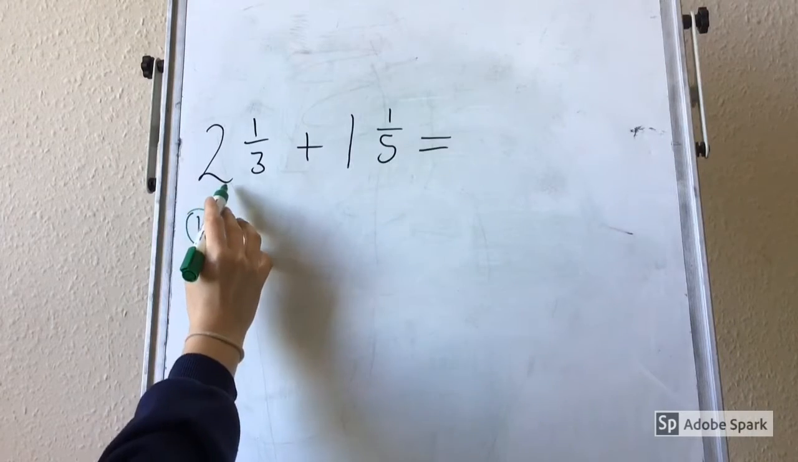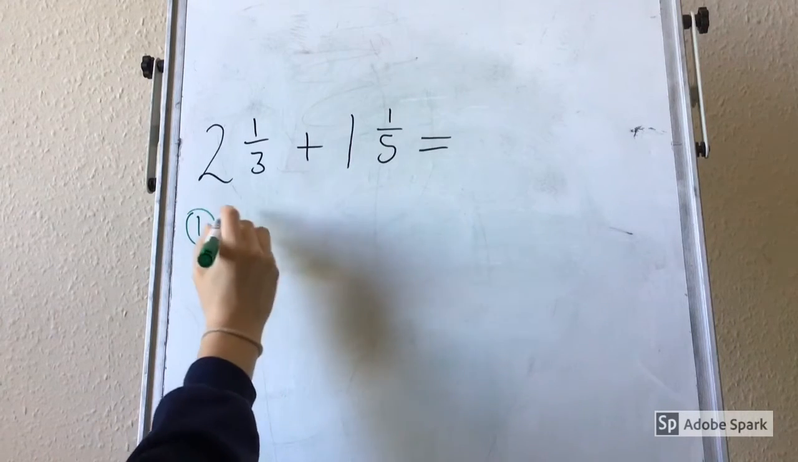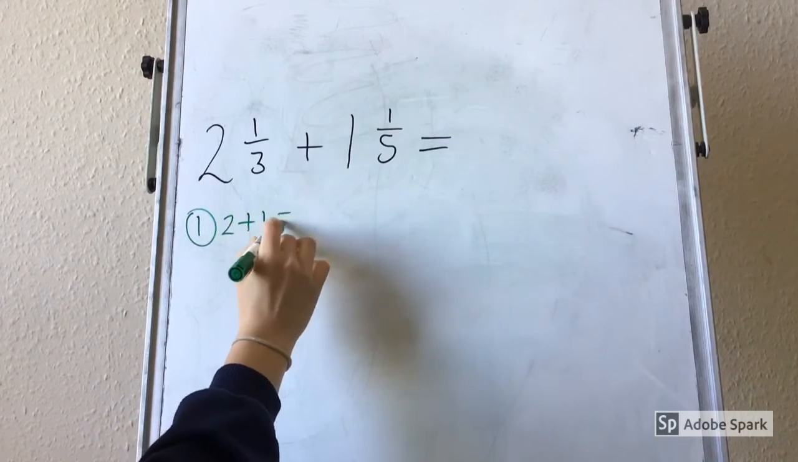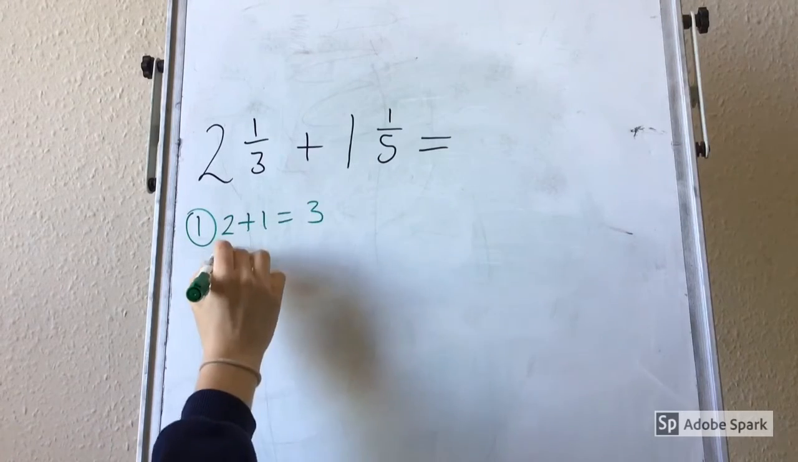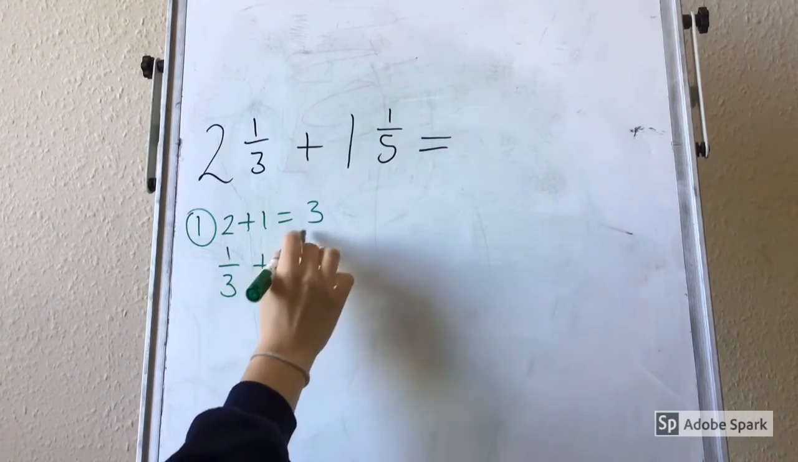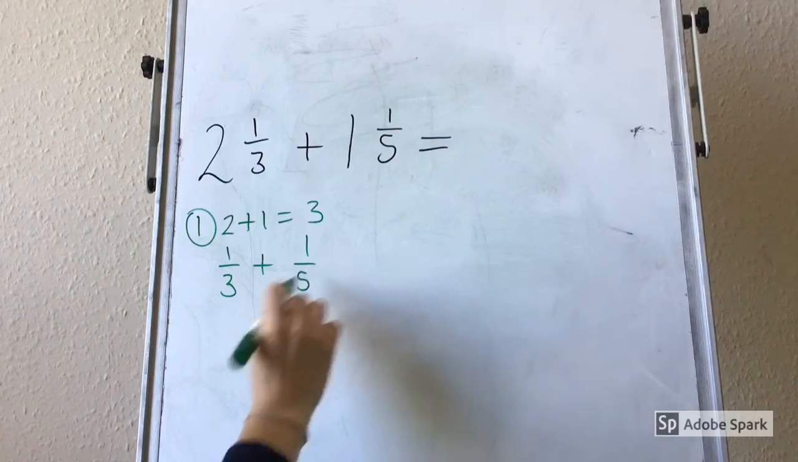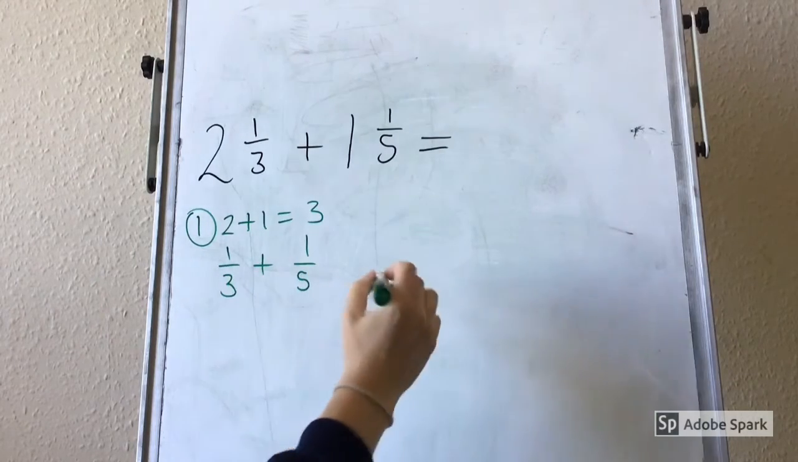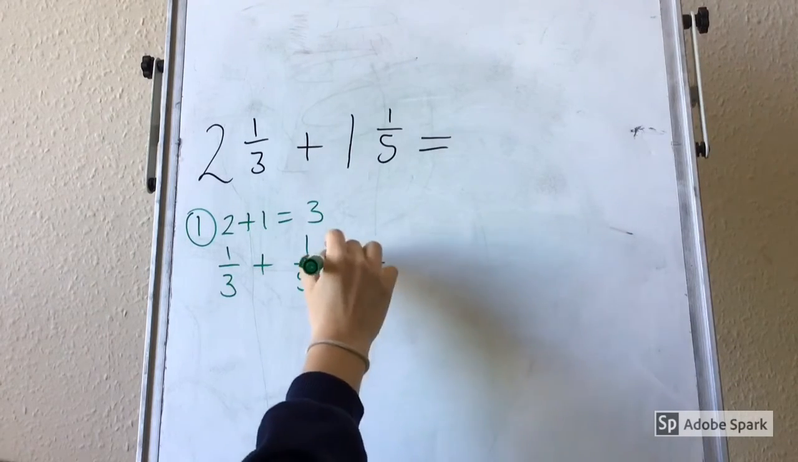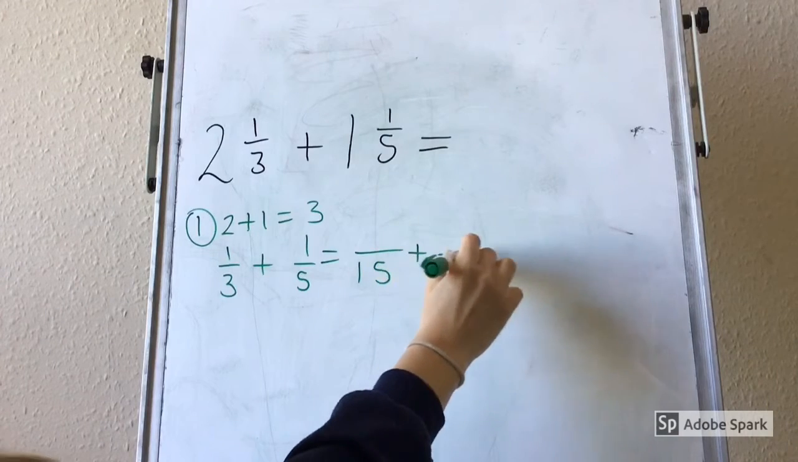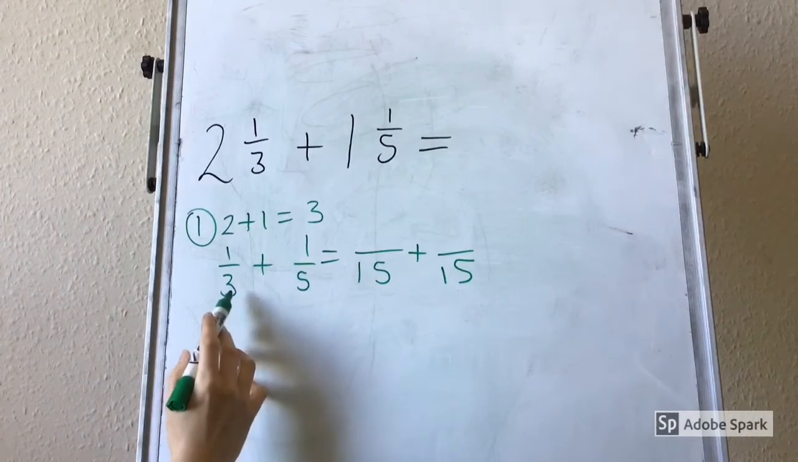When adding mixed numbers, we can follow 2 different methods. The first method is partitioning, so we start by adding the 2 whole numbers, 2 plus 1, and then we add our fractions together. Here, our fractions don't have the same denominators, so we must find a common denominator. I'm going to use 15 because it's my lowest common multiple, so I need to change both my fractions.